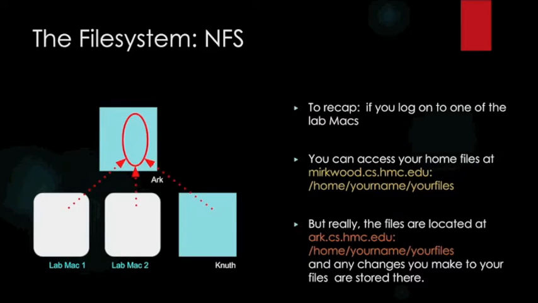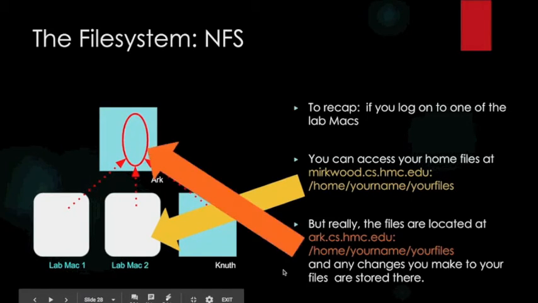To recap, if you log on to one of the LabMacs, or to a department machine that is not ARC, you can access your home files on the local file tree, say at merkwood.cs.hmc.edu, /home, /your name, /your files. But really, the files are located at arc.cs.hmc.edu under /home, /your name, /your files. And any changes you make to your files are stored there on ARC.